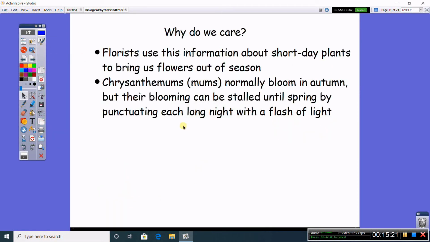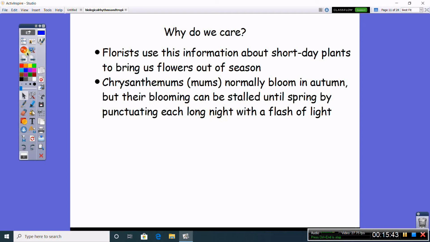So why do we care? Florists use this information about short day plants to bring us flowers out of season. So chrysanthemums or mums normally bloom in autumn, but you could stall them blooming until spring by doing a flash of light in the middle of the night.